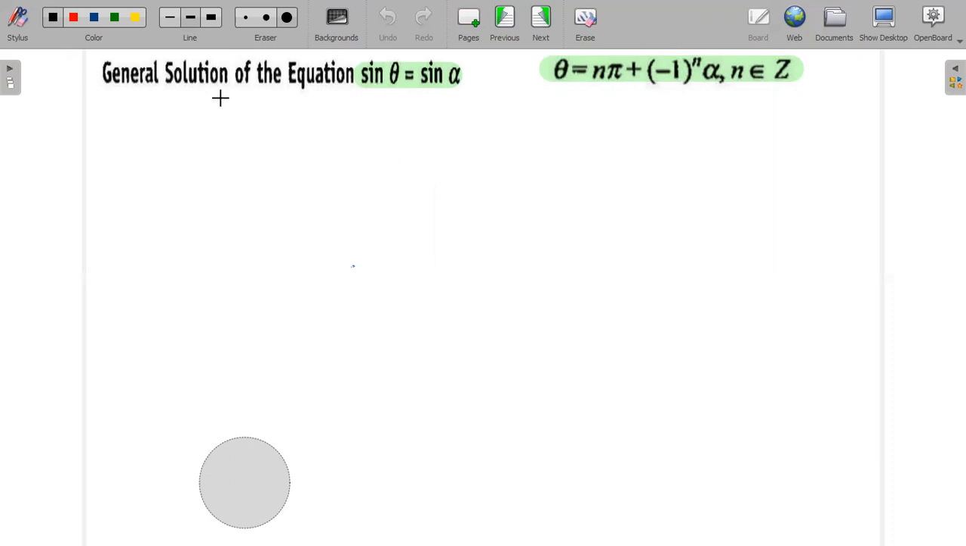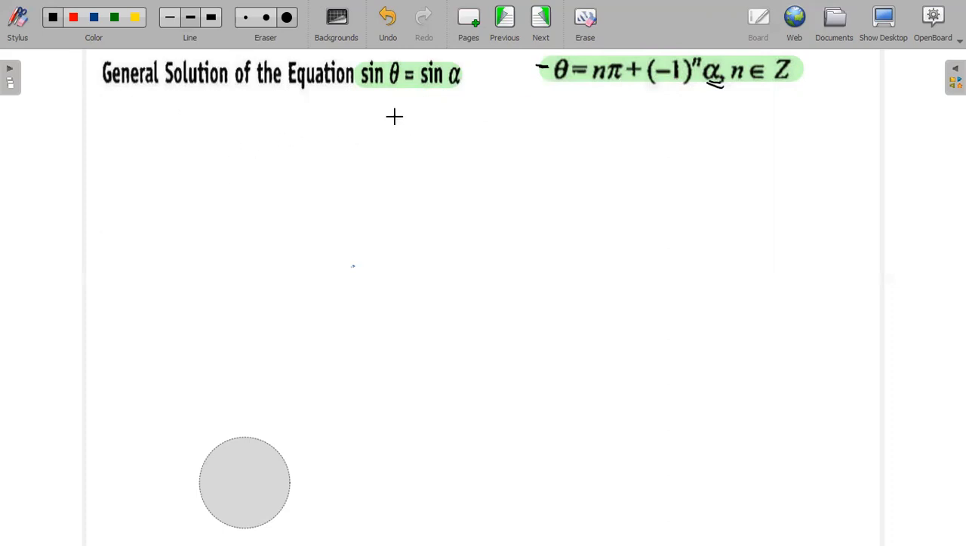So for that, I'm going to generalize the solution for this equation, and its solution is usually given by the formula theta equals n pi plus negative 1 to the power n alpha. Now I have two questions. First, how did I get this solution? Second, what will be the values of alpha?